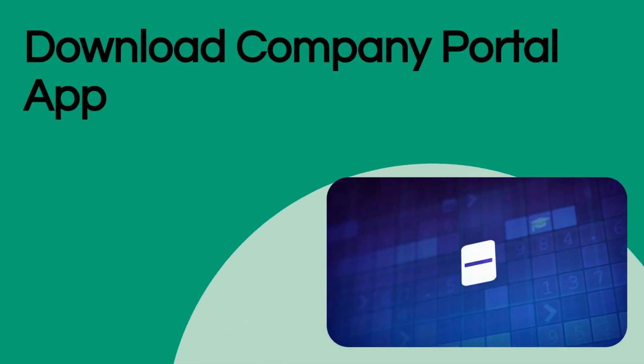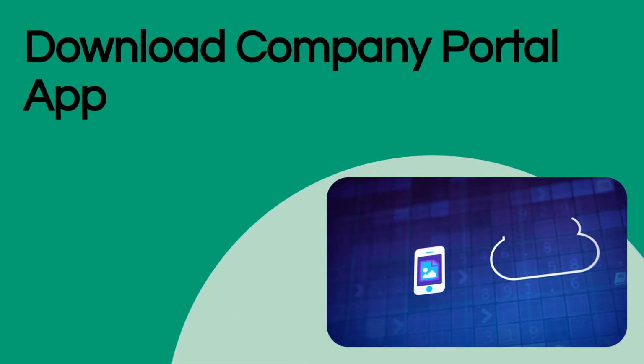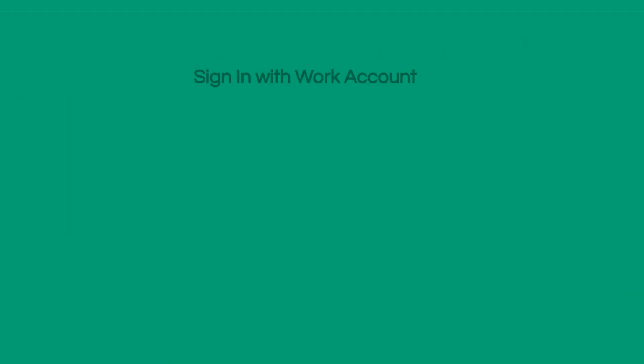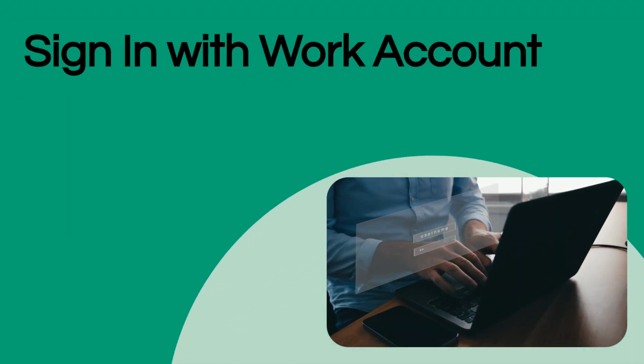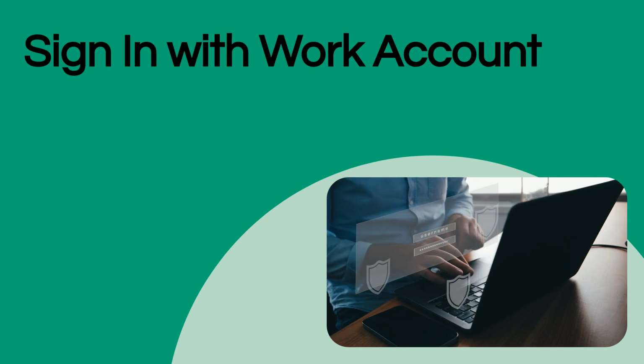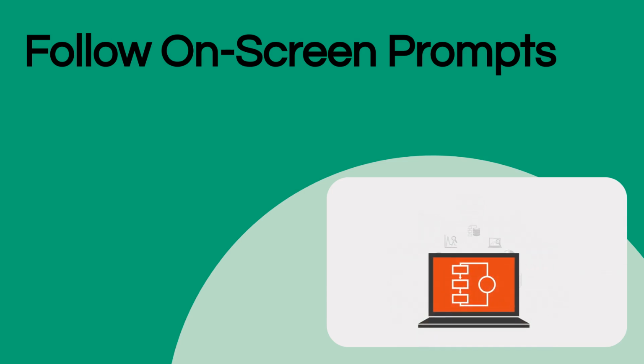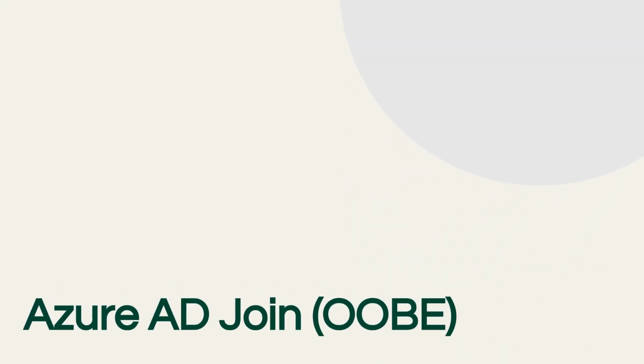First, open the Microsoft Store on your Windows device and search for the company portal app. Then download and install it. Once installed, launch the app and sign in using your corporate or school email address and password. The app will guide you through a series of steps to register and set up your device for management. Follow these prompts carefully.